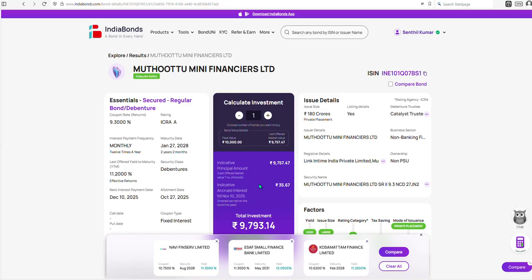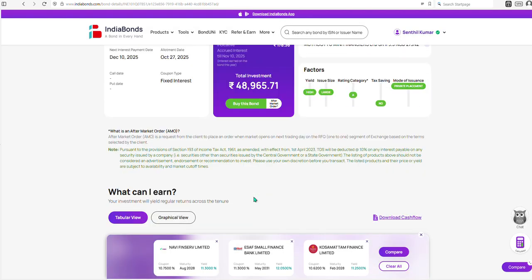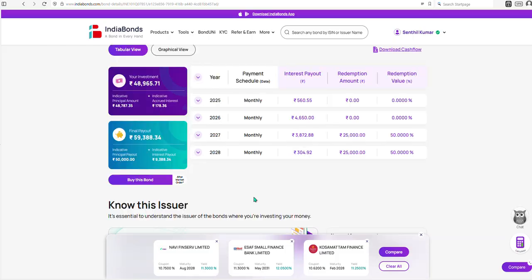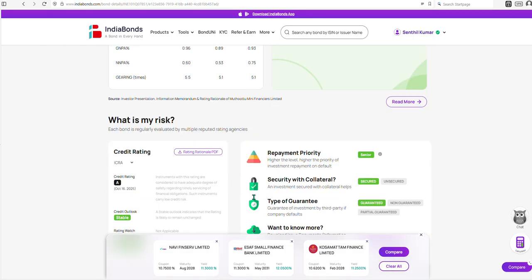In case you want to invest 50,000 rupees, you can't go and buy the Kosamattam. Instead, you can buy these five bonds. So if you see the five bonds, it comes to around 48,000. So this is how it gives you more flexibility based on the funds in your hand. So based on that, you can select and do your investment.